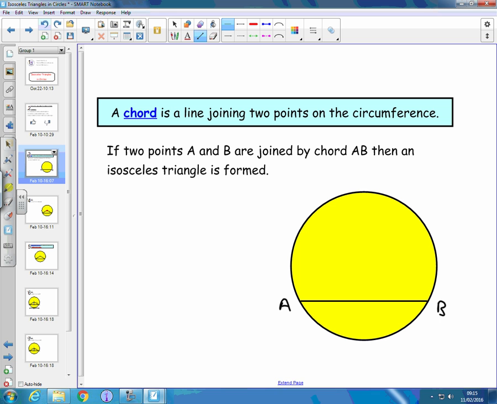Now, if 2 points A and B are joined by chord AB, then we can form an isosceles triangle. And the way we do that is by starting in the centre, and the radii form a triangle. The isosceles triangle comes from the fact that we're using the two radii, so they are equal. So that's R, and that's R as well. And again, we can apply this to problems with angles, Pythagoras, and trigonometry.